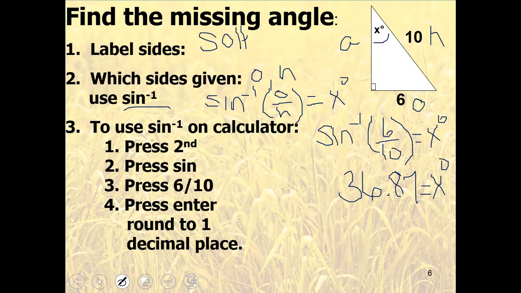And we're going to round to the nearest, to 1 decimal. So that means this is above 5, so I have to round this one up. So it's 36.9 degrees equals x. Okay?